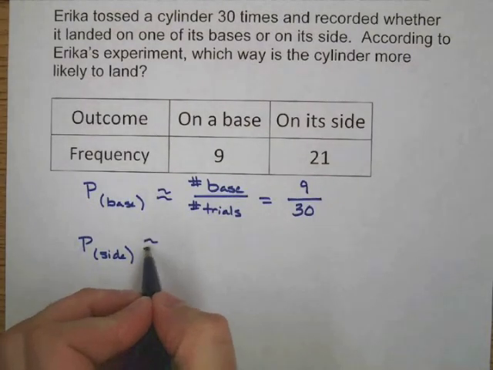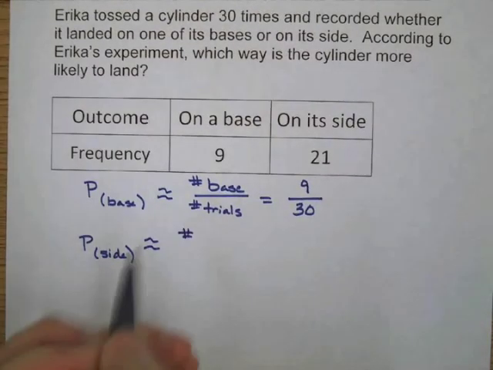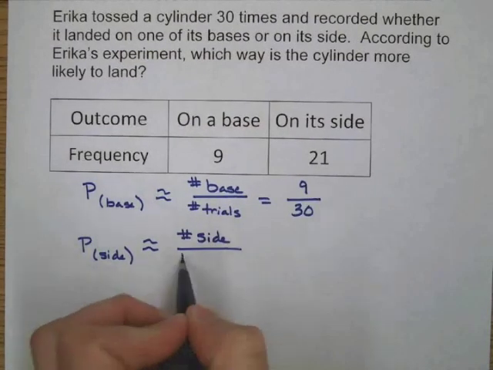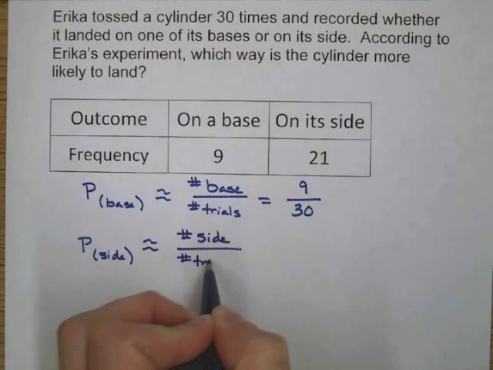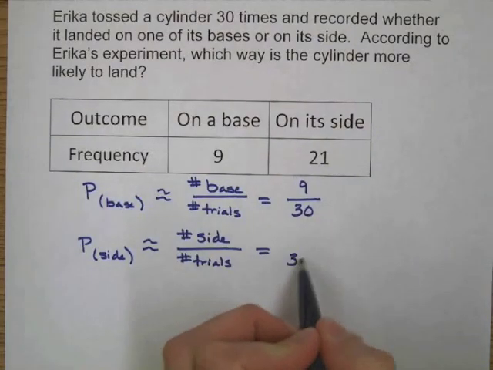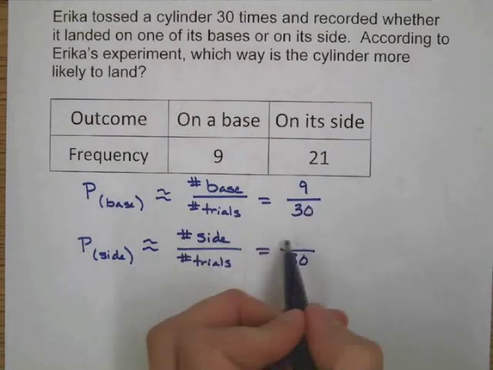So let's determine the probability of it landing on its side. Again, we would say the number of times it lands on its side out of the total number of trials. Well, our total number of trials is the same, that's still 30. The number of times it lands on its side, however, is 21.